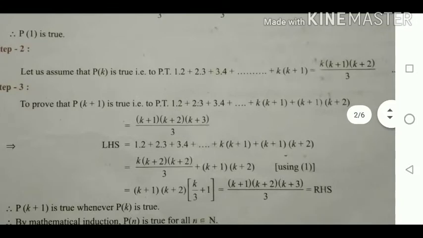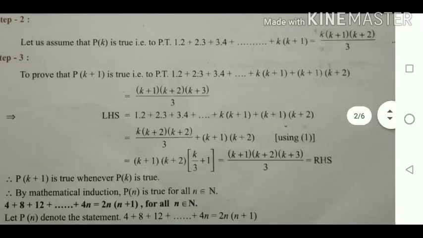Okay, then to prove P(k+1) is true: 1·2 + 2·3 + 3·4 + ... + k(k+1) + (k+1)(k+2) equals k(k+1)(k+2)/3, where in place of k I am substituting k+1, so k+1 becomes k+2 and k+2 becomes k+3, divided by 3.